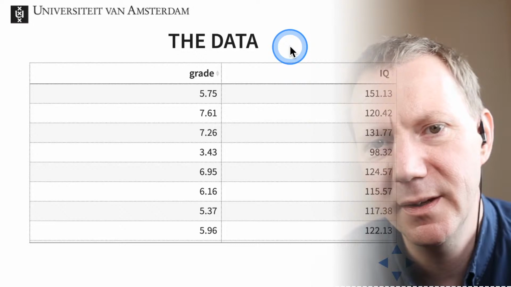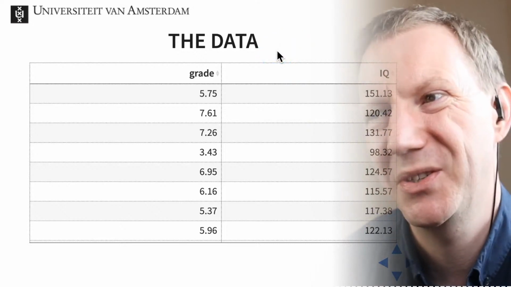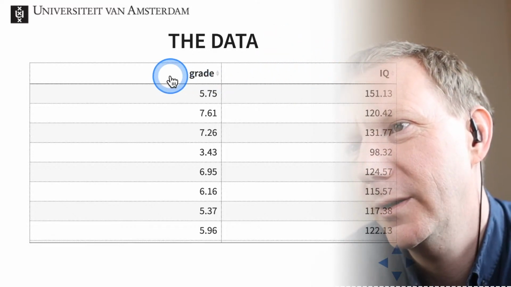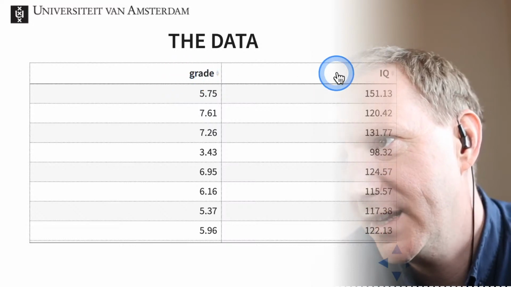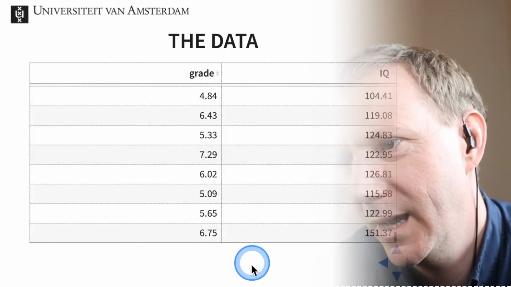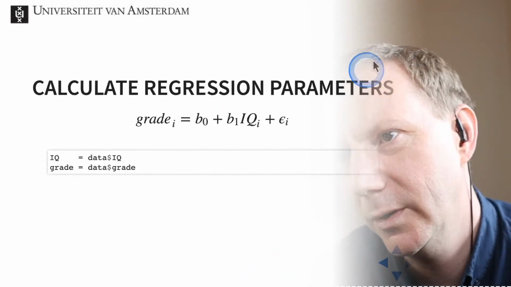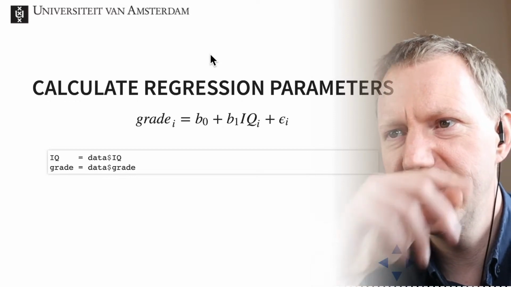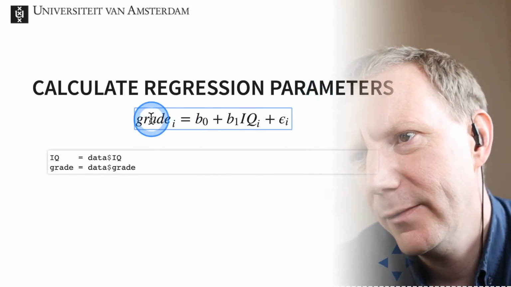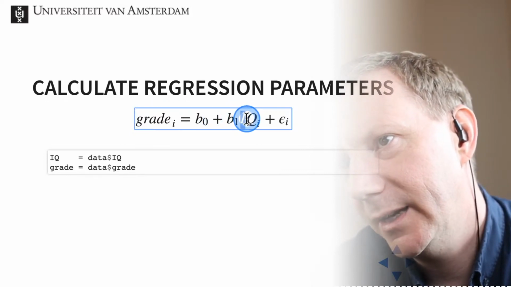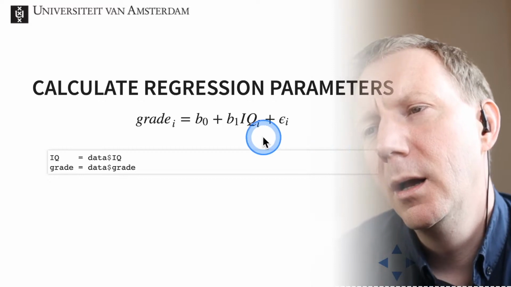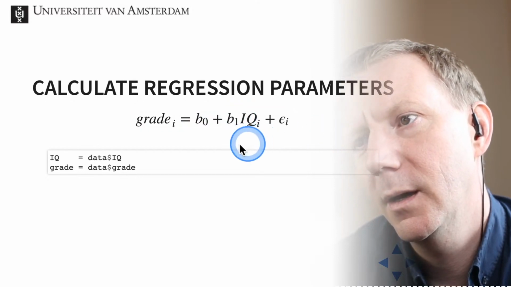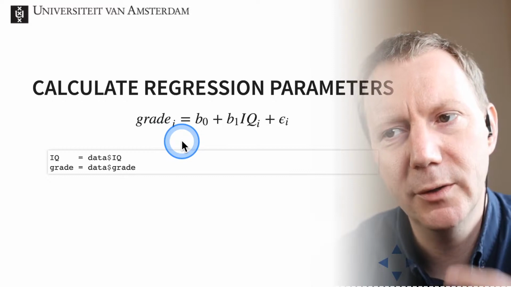So what you would find if you would not simulate this, but really get data from your experiments or your questionnaire. I'd have the grades and I have the IQ scores here, and those two variables I can use to run a regression analysis. So the thing that I want to determine is, if I have all the grades and I have all the IQ scores, what are the beta coefficients B0 and B1? So I know what the regression model is.